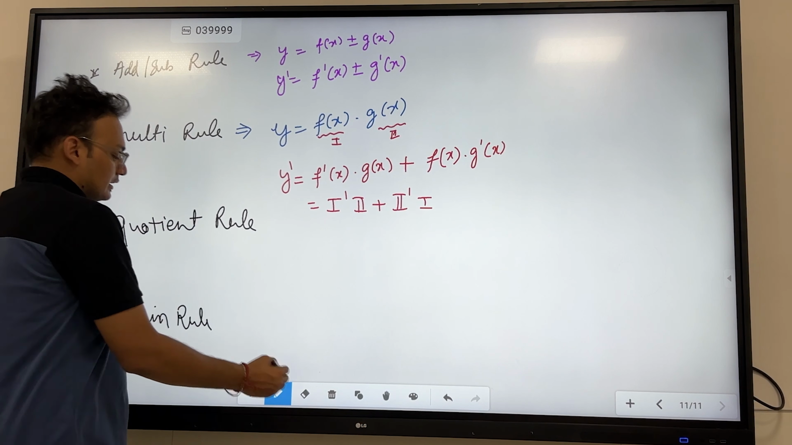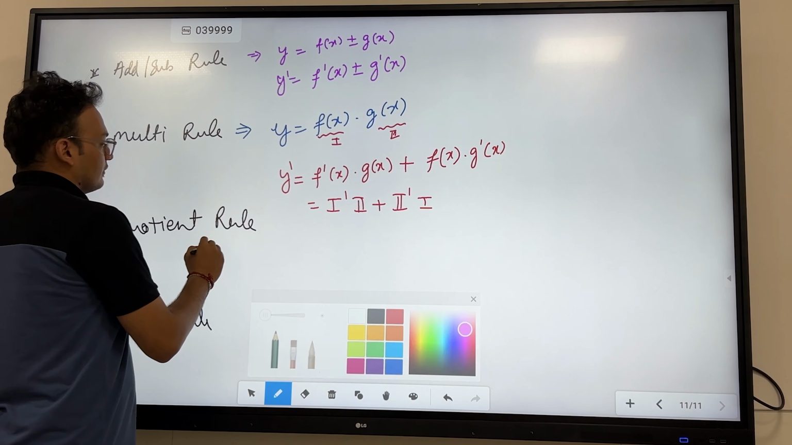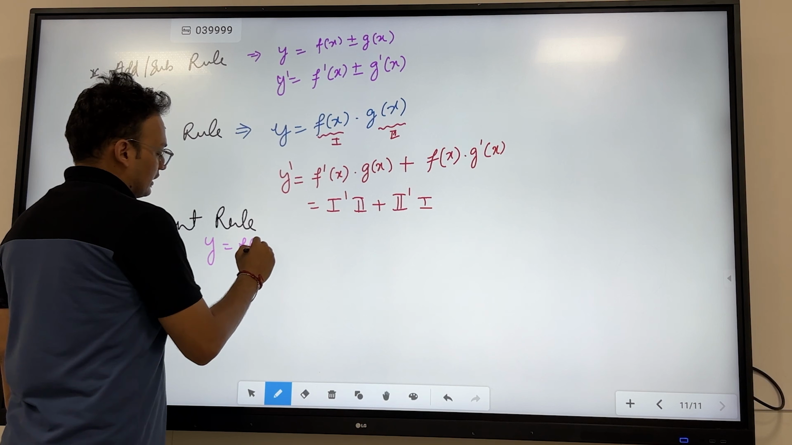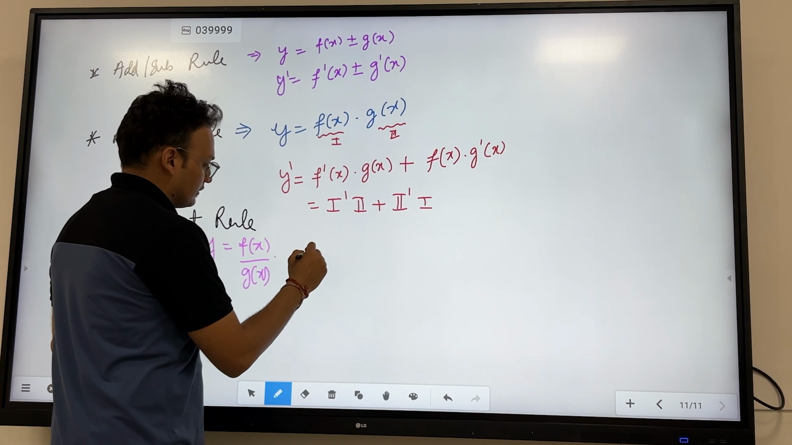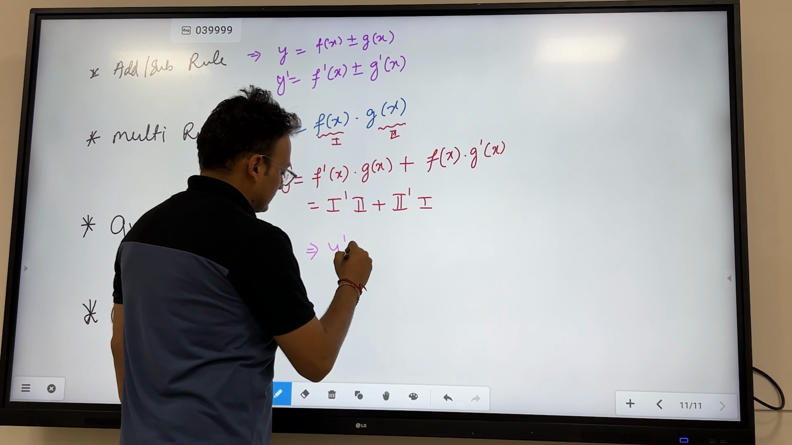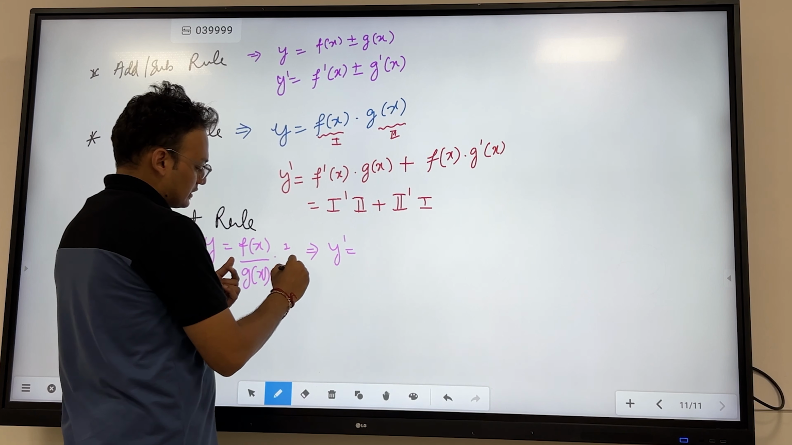Similarly, if we have a function in the form of a quotient, f x over g x, again I will write y dash is equal to, again the same thing. This is our first function, this is our second function.